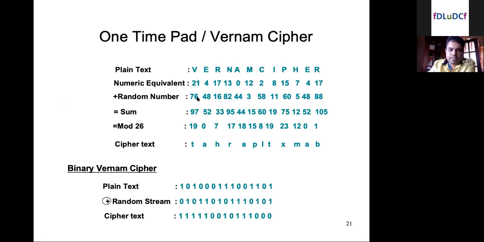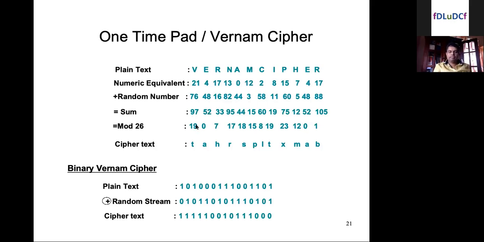21 added to 76, we get 97. And then I am using an example with English, so this modulo is 26 because the English alphabet has 26 letters. So we get 97, and we take the modulo operation of 97 modulo 26. So the answer is 19.